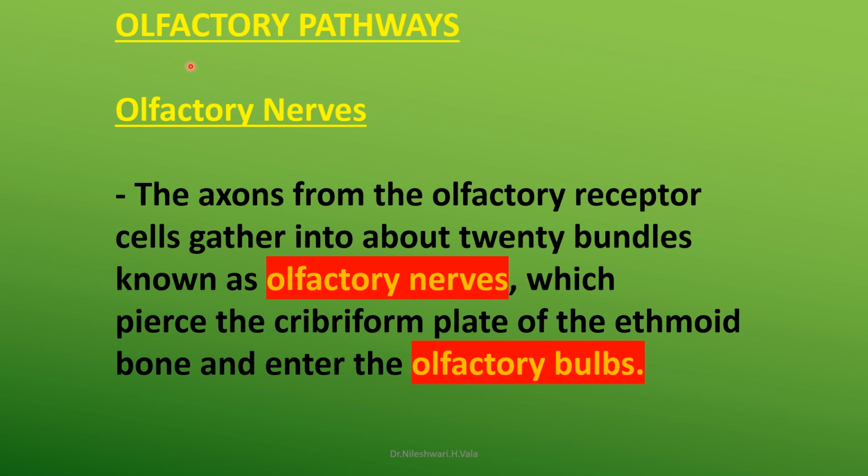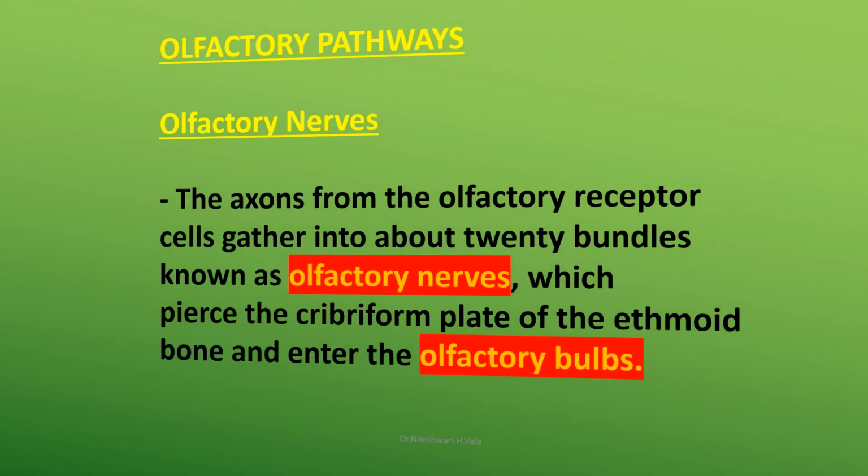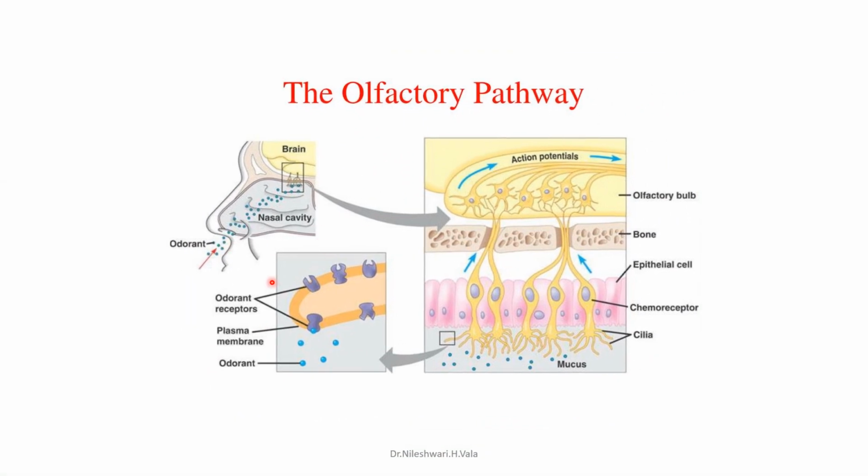Then the olfactory pathway. So axons from the olfactory receptor cells gather into about 20 bundles known as olfactory nerves, which pierce the cribriform plate of the ethmoid bone and enter the olfactory bulb. So this is a figure of the olfactory pathway. First of all, olfactory receptor cells are stimulated, and we learned about how the stimulation of the olfactory receptor cells occurs.